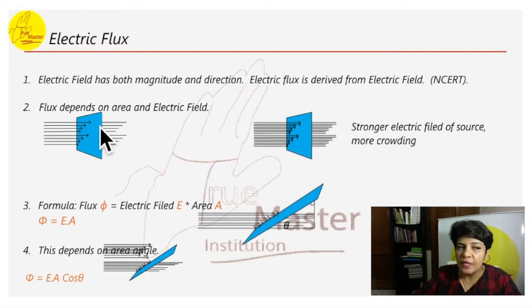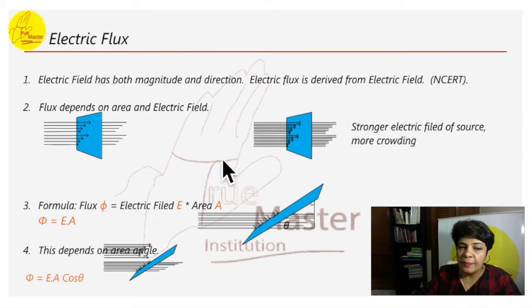If you look at the first picture, there is a smaller number of electric field lines, so less flux. Stronger electric field lines are shown in the second picture, that is more crowding, therefore more flux. So flux depends on electric field and area. Flux is equal to E into A, where this is the symbol of flux.